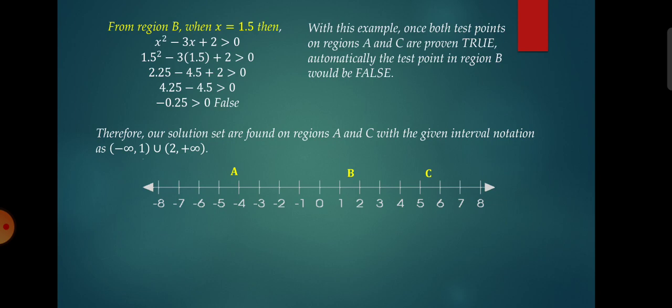Therefore, our solution set is found on regions A and C, with a given interval notation as open parentheses from negative infinity to 1, union with open parentheses from positive 2 to positive infinity. That is the graph, and that is its interval notation. Okay? So take note, only open parentheses are used simply because the inequality used is greater than. So, therefore, open dot.